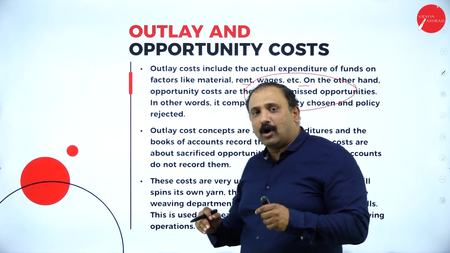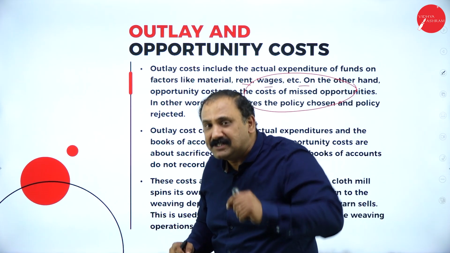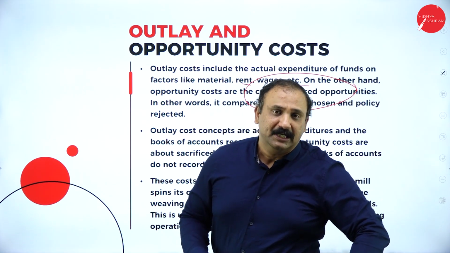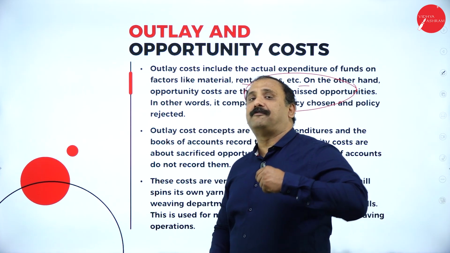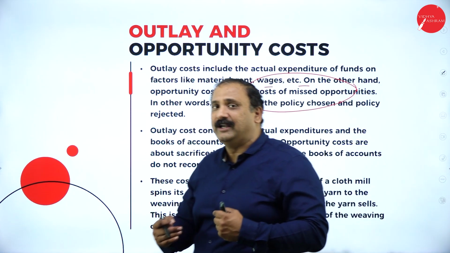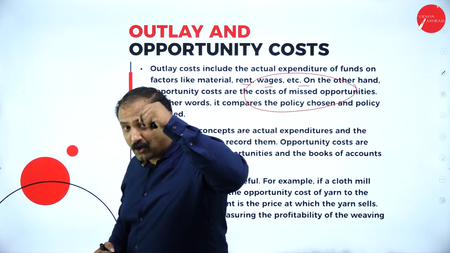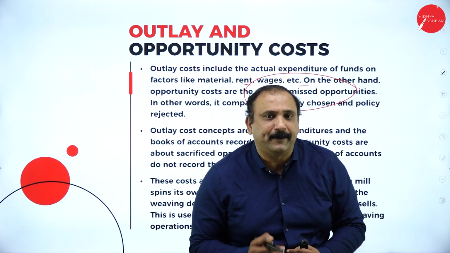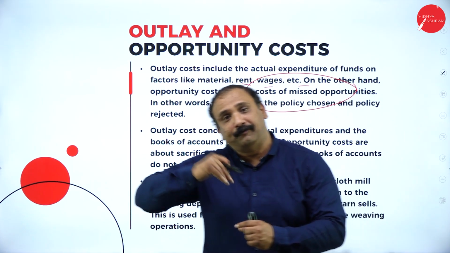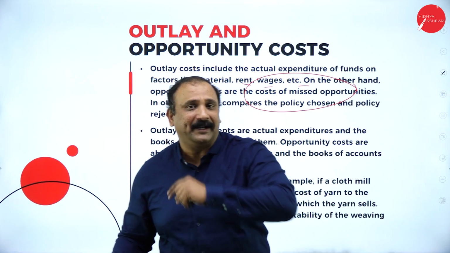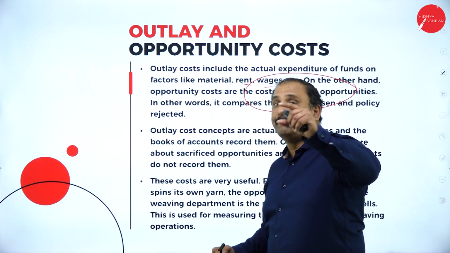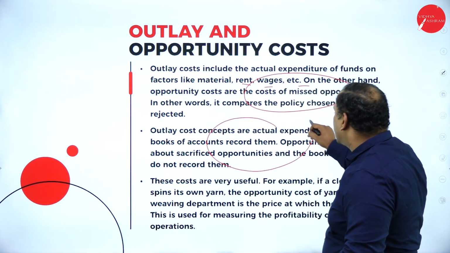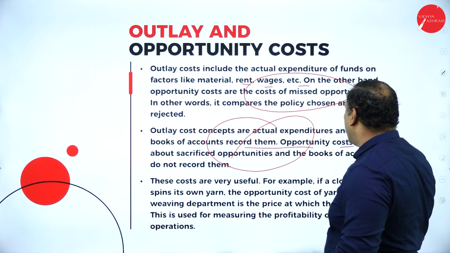An opportunity cost is something which you have missed because you felt the next one is better than this one. So whenever you see the cost of losing something, yes, I'm ready to wait for 2 years when the inventory cost will come down, then I will do the production. So you are missing the opportunity now. Why? Because you feel after 2 years you're going to get a better opportunity where you can produce at a better cost and make good revenue. Similarly, outlay concepts are actual expenditures. In book of accounts, record them.